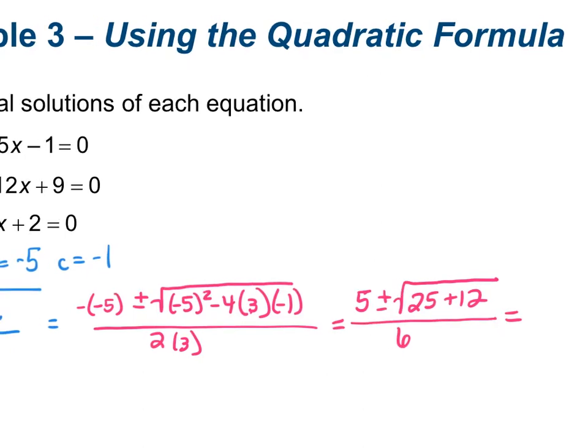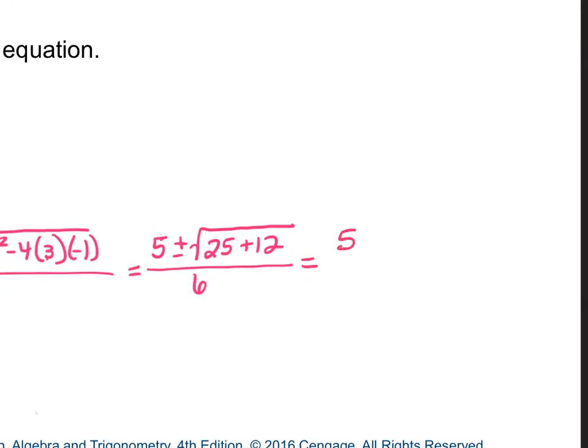So now I simplify a little bit more and I say 5 plus or minus the square root. What's 25 and 12? 37. 37 over 6. Can I simplify that anymore? Can I simplify the square root of 37?